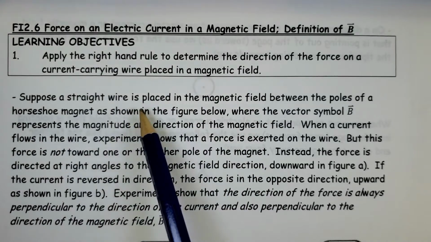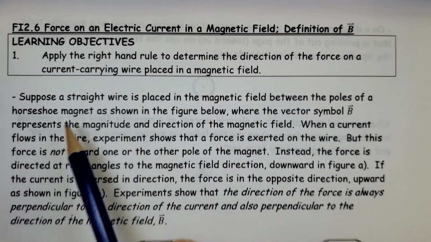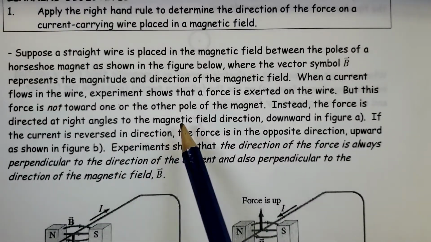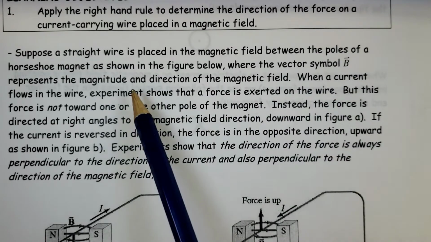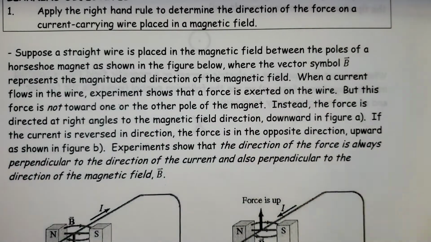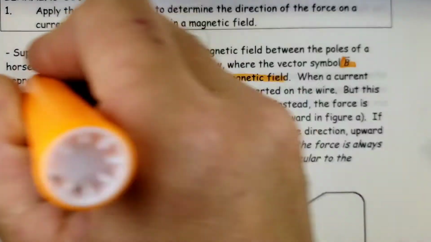So suppose a straight wire is placed in the magnetic field between the poles of a horseshoe magnet as shown below down here, where the vector symbol B represents the magnitude and direction of the magnetic field. So we use the symbol B to represent magnetic field.